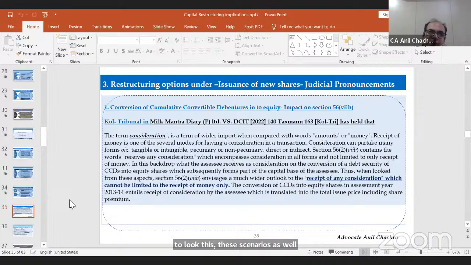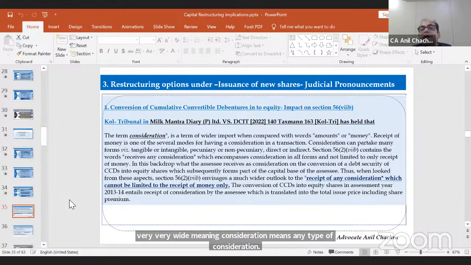The third condition is if I am converting quasi equity into equity, like CCDs, I'm converting into equity. So whether Section 56(2)(7B) is applicable: I have already issued the CCDs, and now in the current year I am going to convert the CCD into equity, whether the same will get applicable. There's one judgment by the Kolkata Tribunal in the case of Milk Mantra Dairy, which specifies that consideration has a very wide meaning. Consideration means any type of consideration.